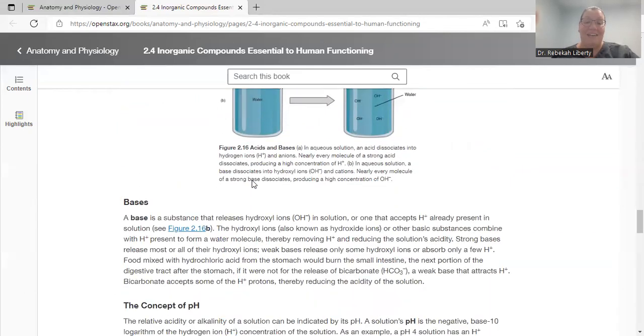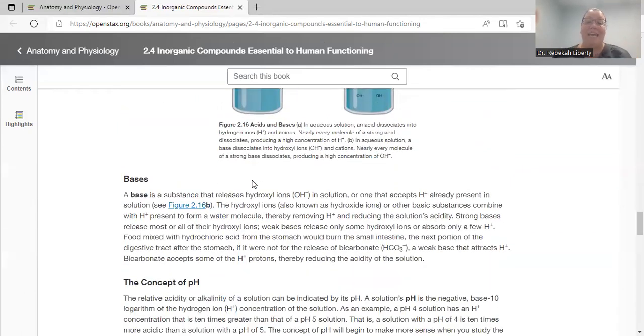A base can be defined 2 ways. It either releases hydroxyl ions. So a hydroxyl ion is OH, and it's OH minus. So it's a negative ion, also called an anion. Remember that one? So it either releases OH, so it's the other side of water, right? H2O. So an H and an OH.